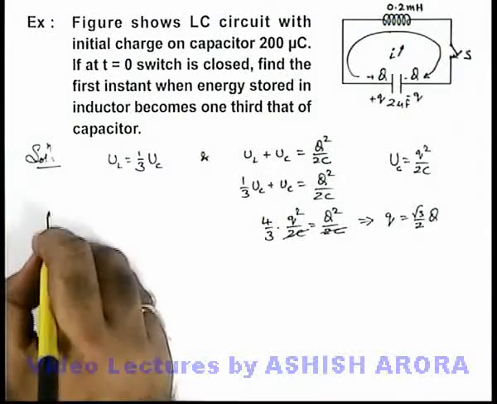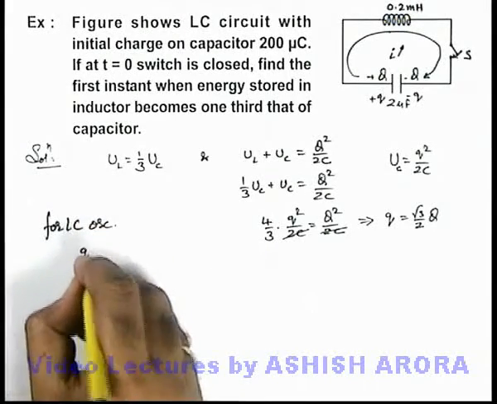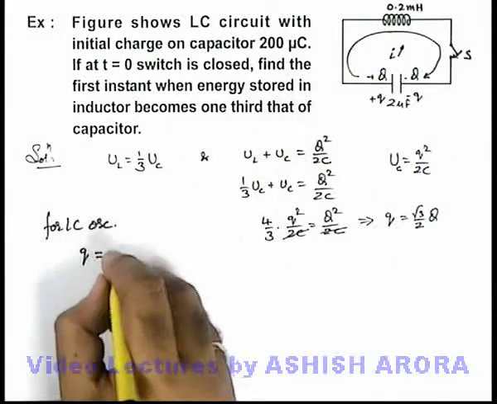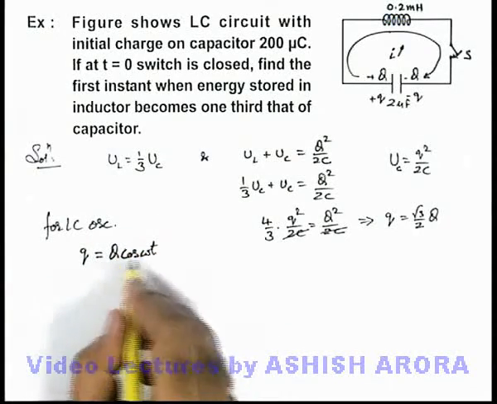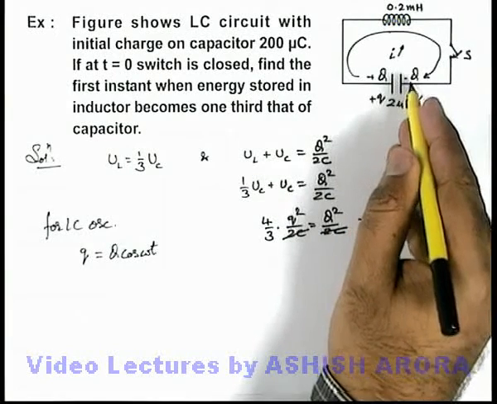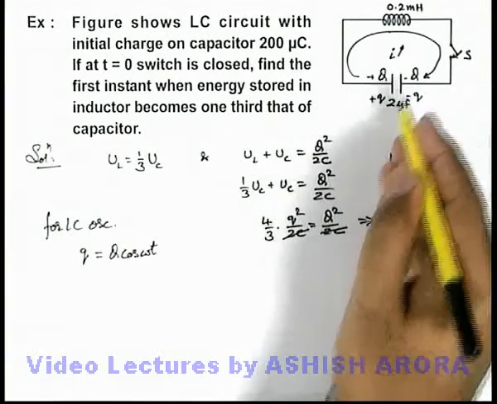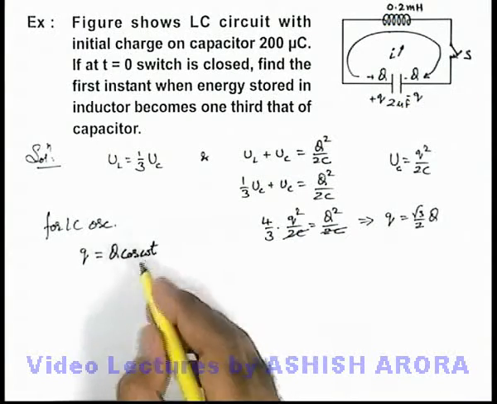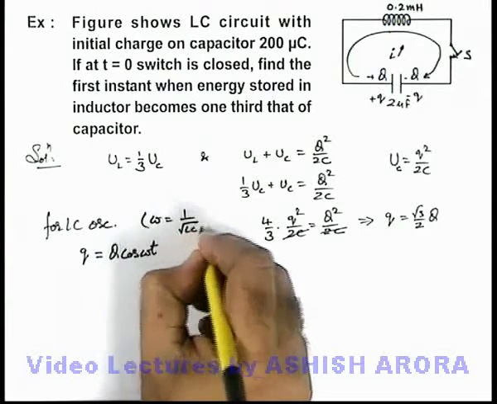And here, for LC oscillations, we can write the charge on the capacitor as a function of time as Q cos of omega t. Here I am using cos omega t because at t equals 0 the charge is maximum. That means it is starting from its extreme position, so its initial phase can be taken as pi by 2. And omega, we know well, is given as 1 by root of LC.